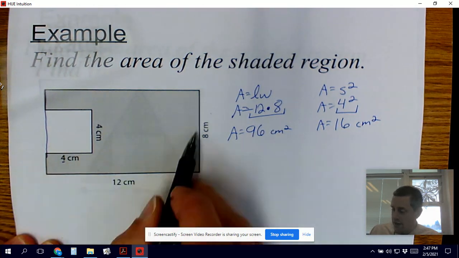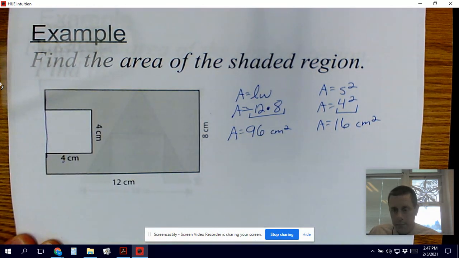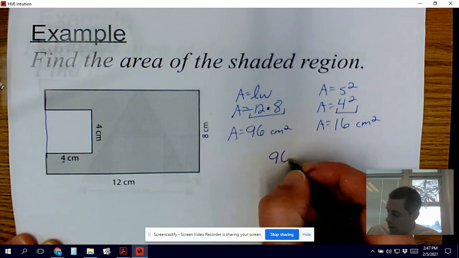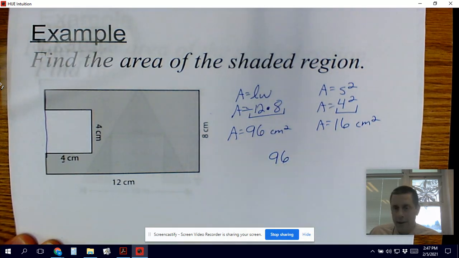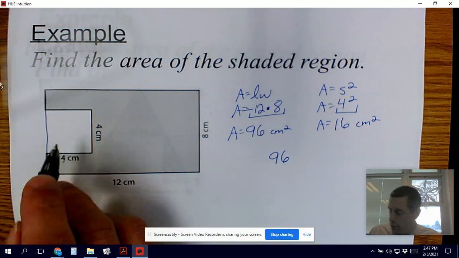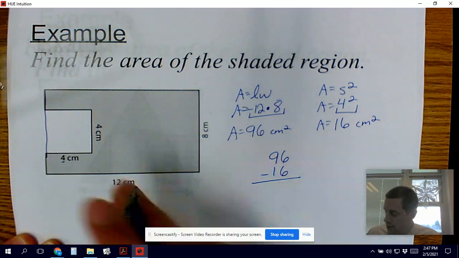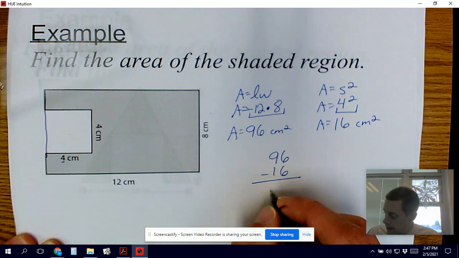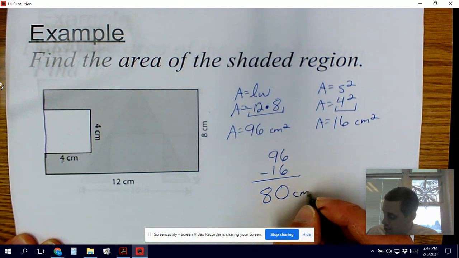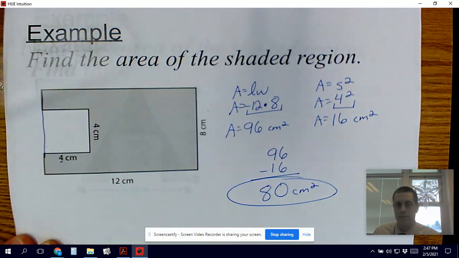Now let's find the area of what is remaining in this rectangle. If the rectangle was solid, it would have an area of 96. We're going to remove the 16 square centimeter square that is missing to give this shaded region an area of 80 square centimeters.